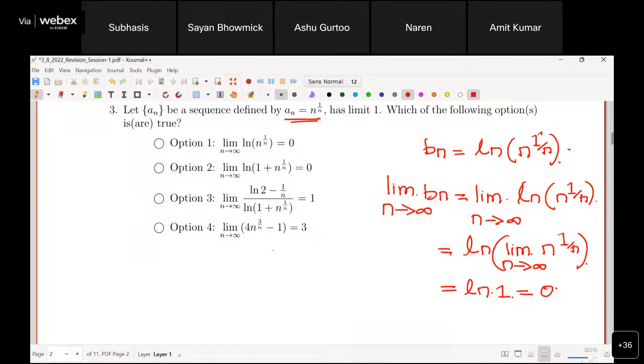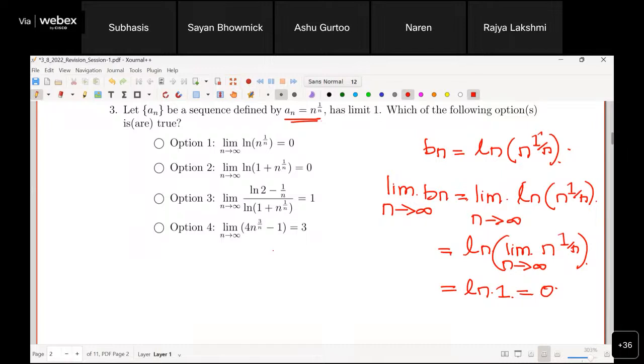Sir, can we prove that the limit of n power 1 by n is 1? How do we approach? Okay, so that is slightly tricky. You have to do a lot of calculation. If you want to do it much more rigorously, then you have to do a lot of computation. That requires some binomial.